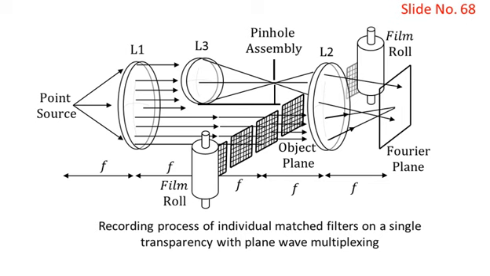And similarly for all these n objects, one by one, by changing the angle of the plane wave, we shall be recording all the matched filters on a single photographic film. So once we have recorded all these matched filters corresponding to the inputs that we have placed just before the lens L2, we are going to remove the glass plate.